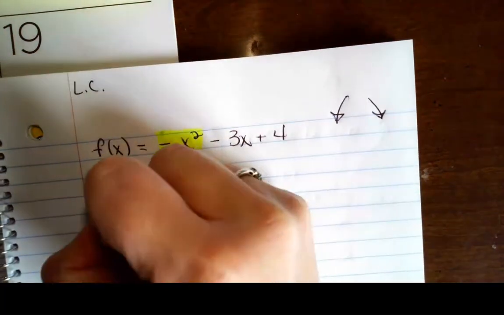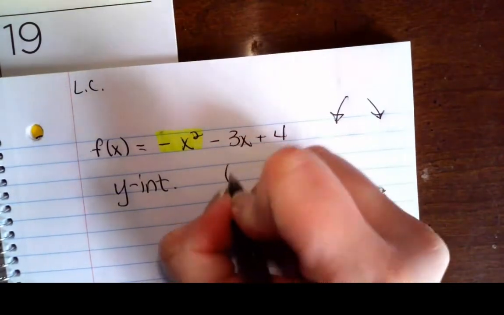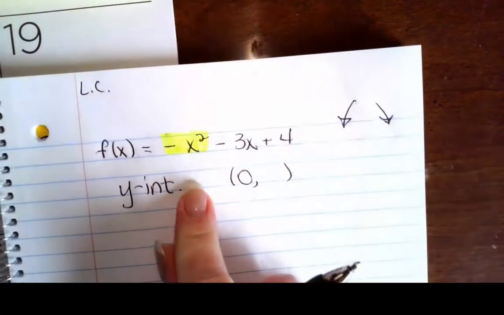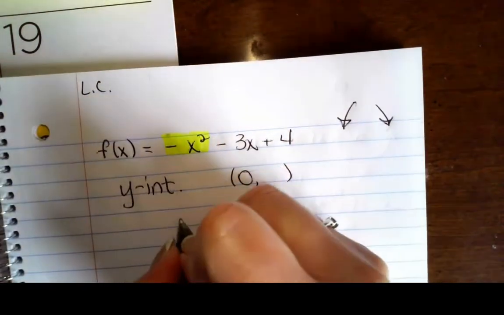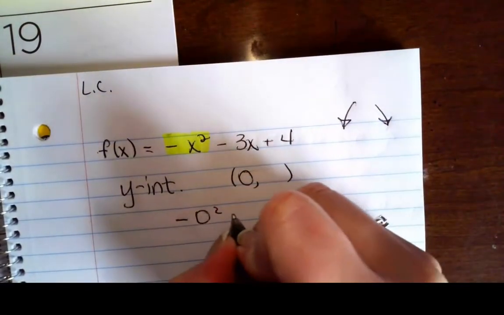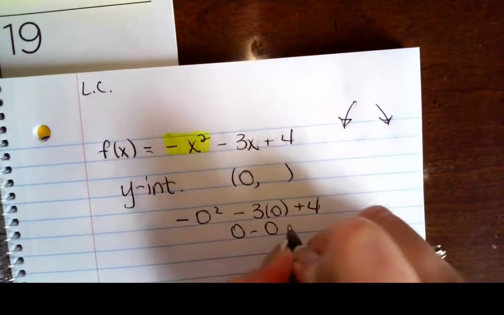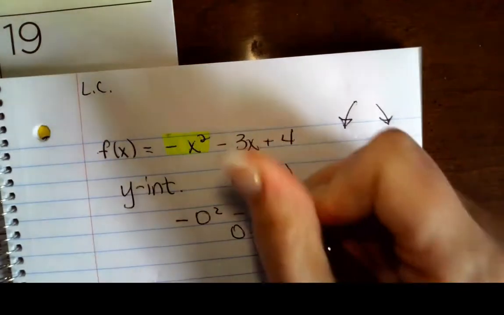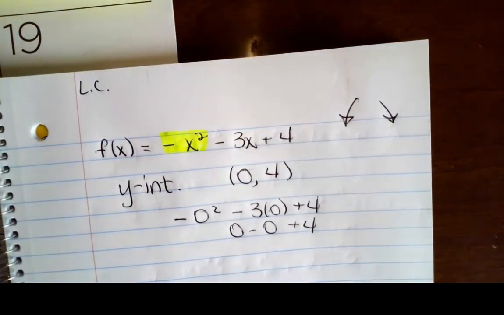So now I can find the y-intercept, which means I'm going to take my x values and put in a 0 for x and see what pops out at the end. So I have negative 0 squared minus 3 times 0 plus 4. So I get 0 minus 0 plus 4, which is 4. So I know what my y-intercept is.